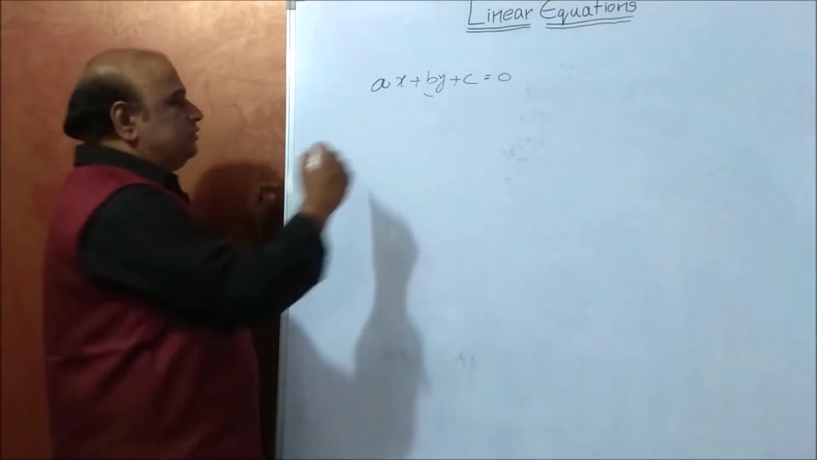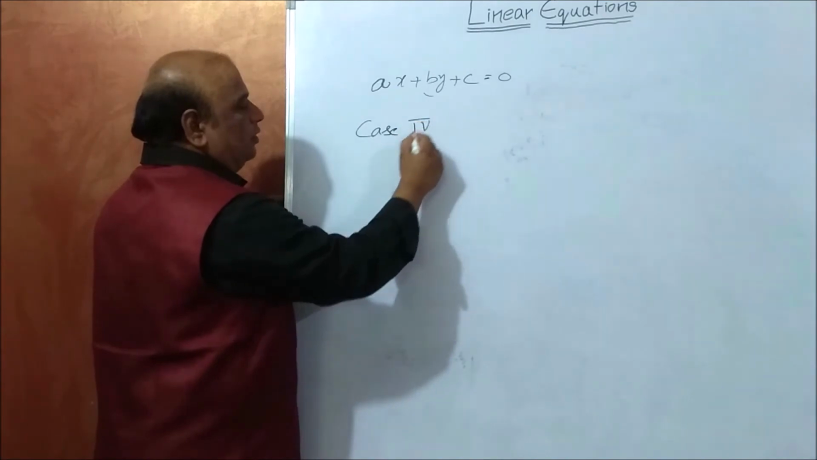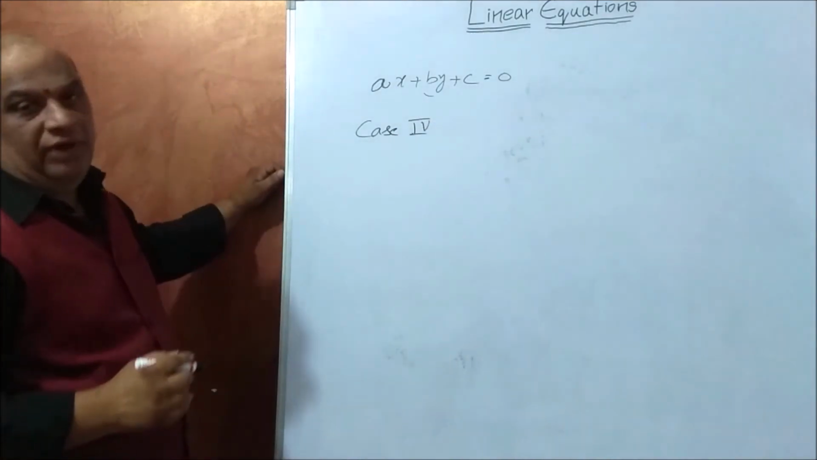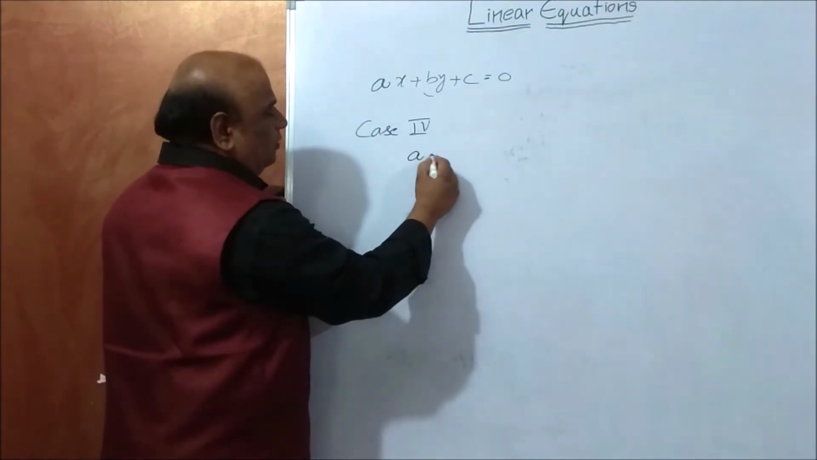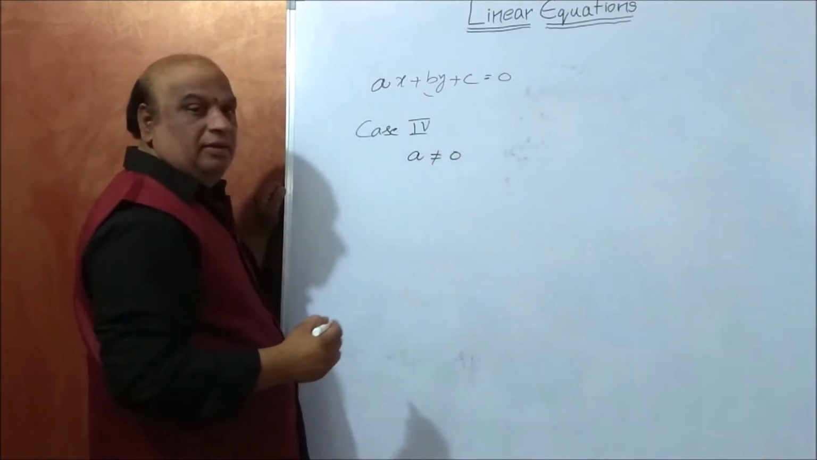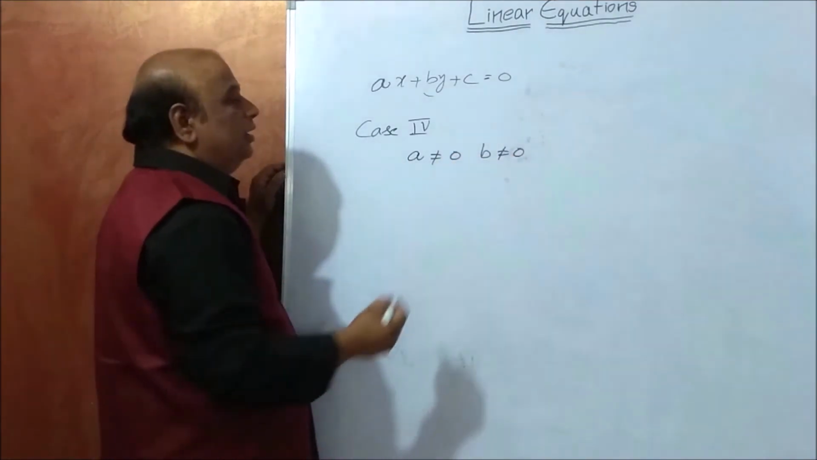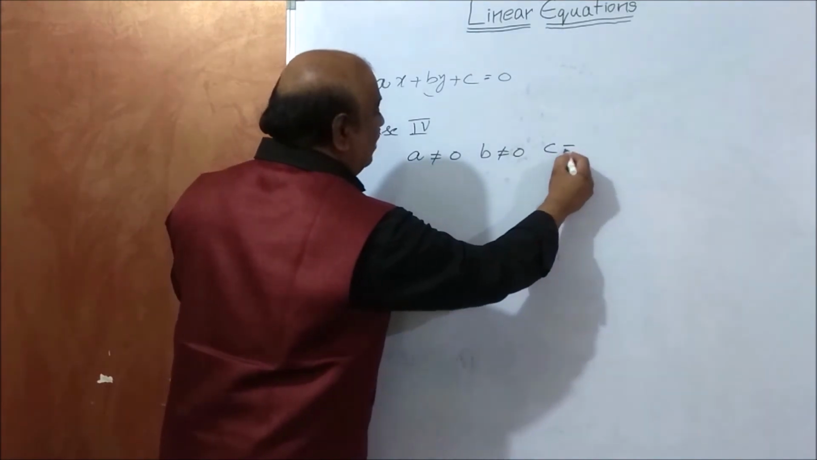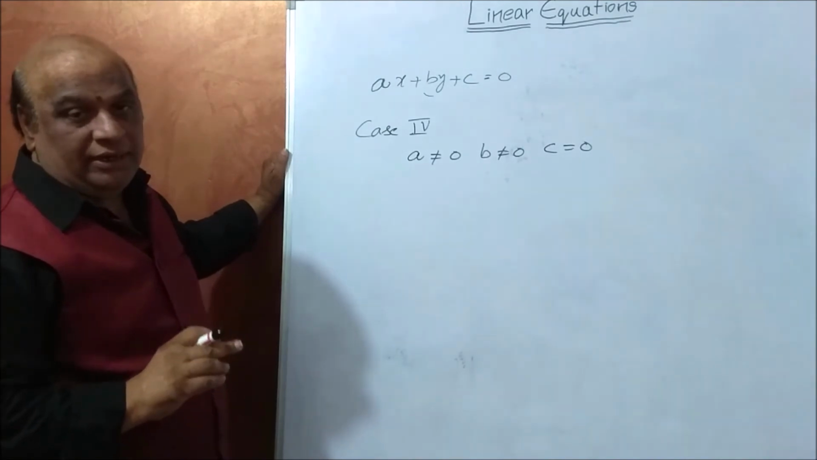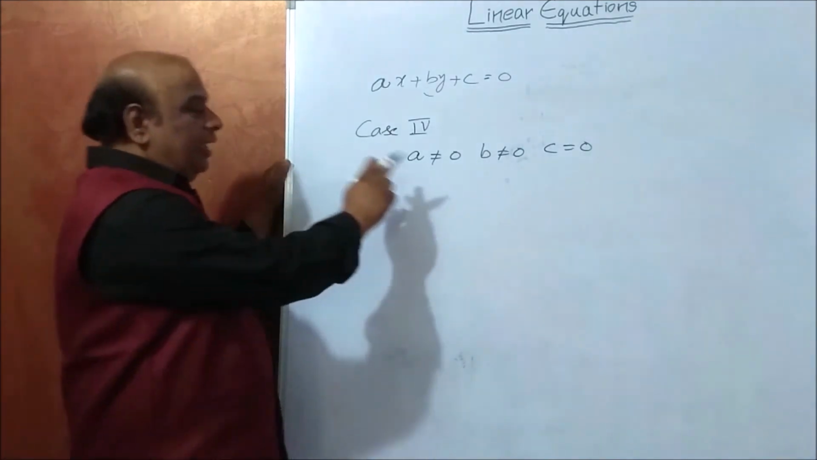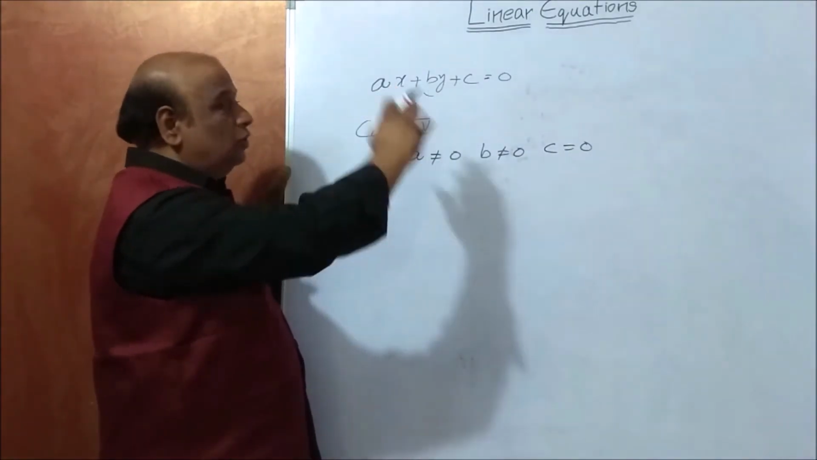Now, case 4. What is case 4 here actually? Here, a not equal to 0, b not equal to 0, and c is equal to 0 in this case. Observe here, my dear students. Here a not equal to 0, b not equal to 0, c is equal to 0. So the constant is 0.